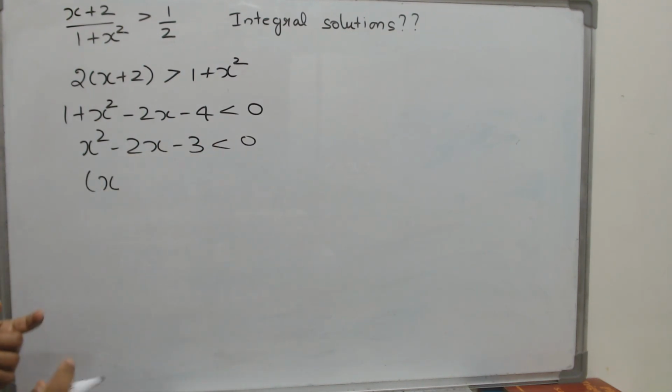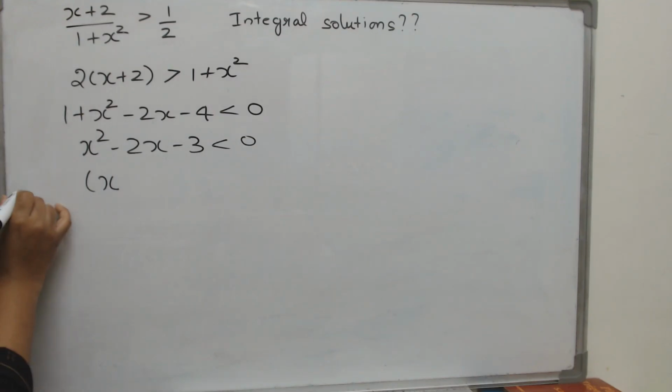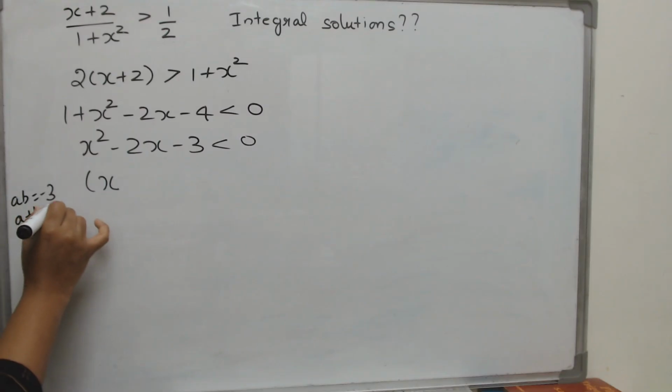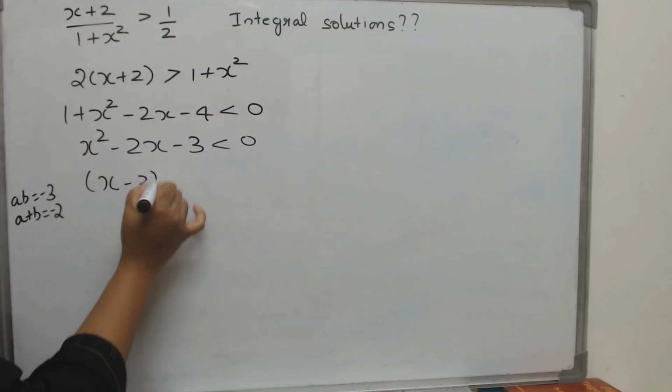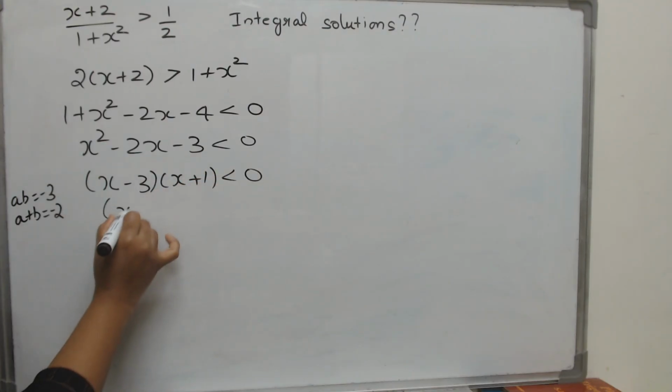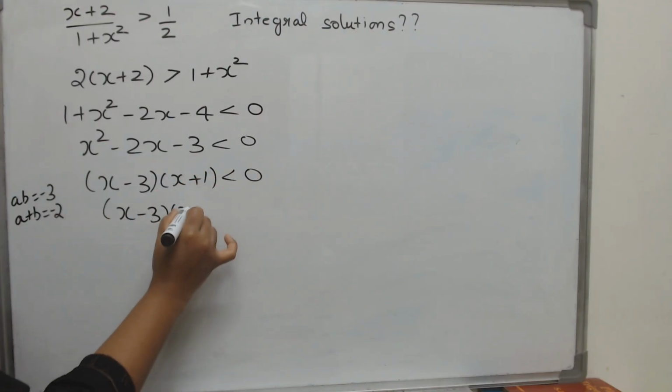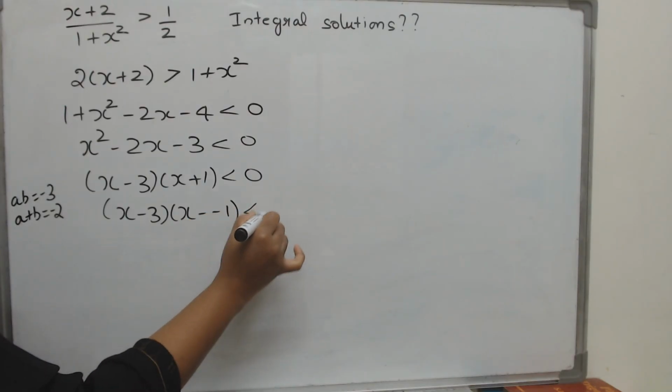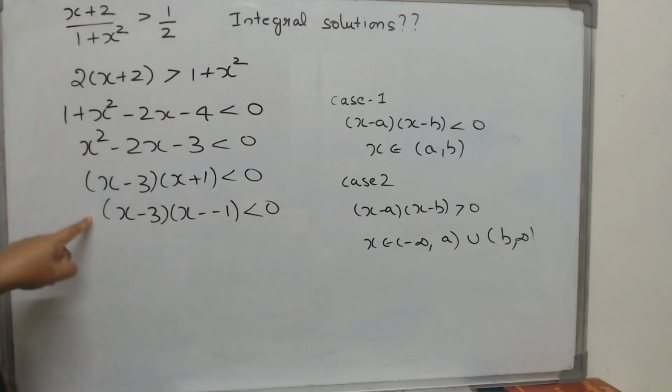What are we looking for? We are looking for two numbers which when multiplied give you -3 and which added give you -2. So what are the two numbers we are looking for? This. And let us write it in the x minus a, x minus b form. Why are we doing that? Now, why have we done all of this?